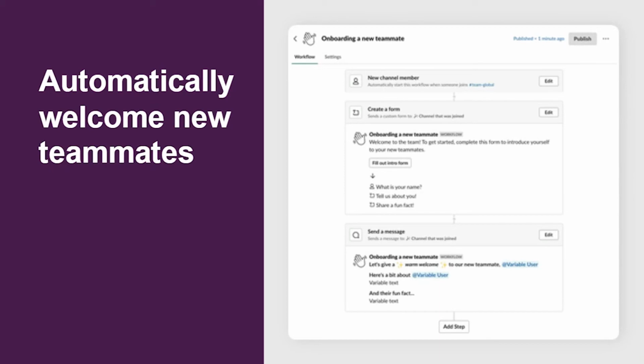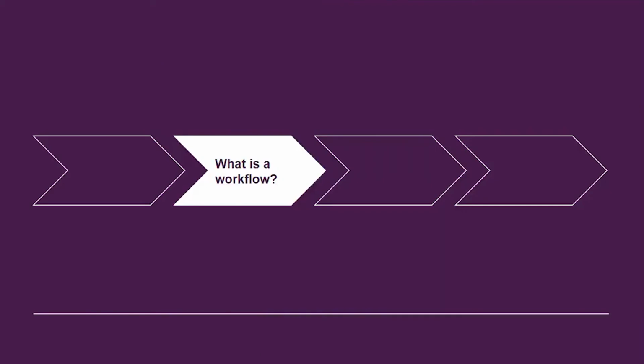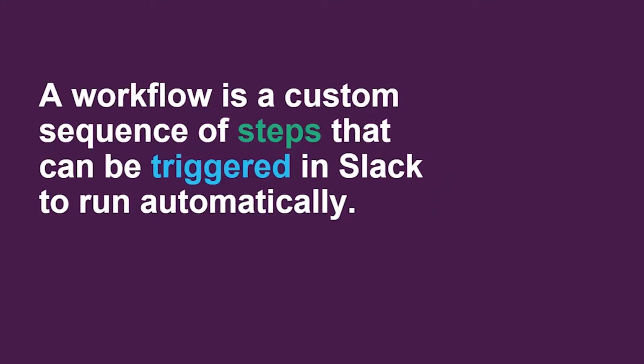We've hinted at a formal definition of a Slack workflow, but you're probably wondering how to best explain what one is to your team. Simply, a workflow is a custom sequence of steps that can be triggered in Slack to run automatically. It's any process your team uses, automated right in Slack where you're already doing work.